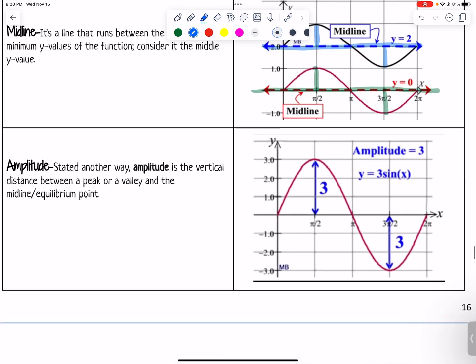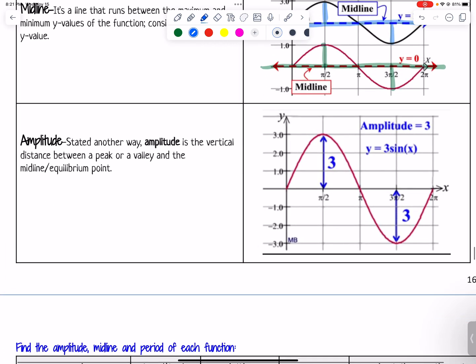Amplitude, like I said before, but this has its own box down here, is the vertical distance between a peak or valley and the midline. So my amplitude is how far I go from the top to the midline, or the bottom of the graph to the midline, and it should always be positive. If you have a negative in front of the function, that is a reflection, which is a transformation. But that's not the amplitude value. The value of it is just the absolute value of the A that sits in front of your function.